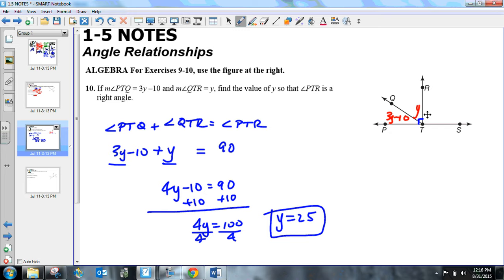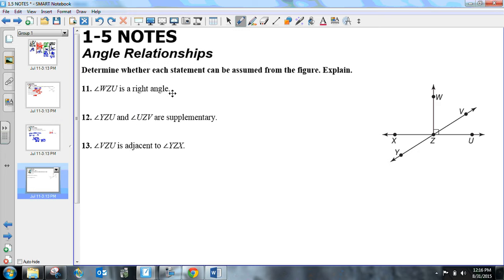Okay, so let's take a look over here. We want to determine whether each statement can be assumed from the figure, and if not, explain why, and if it can be, explain why. So it says WZU is a right angle. This is true, okay? So can I make this statement? Yes, I can make this statement. And the reason I can make this statement is because of the symbol, because of the symbol where it tells me that it's a right angle, okay?